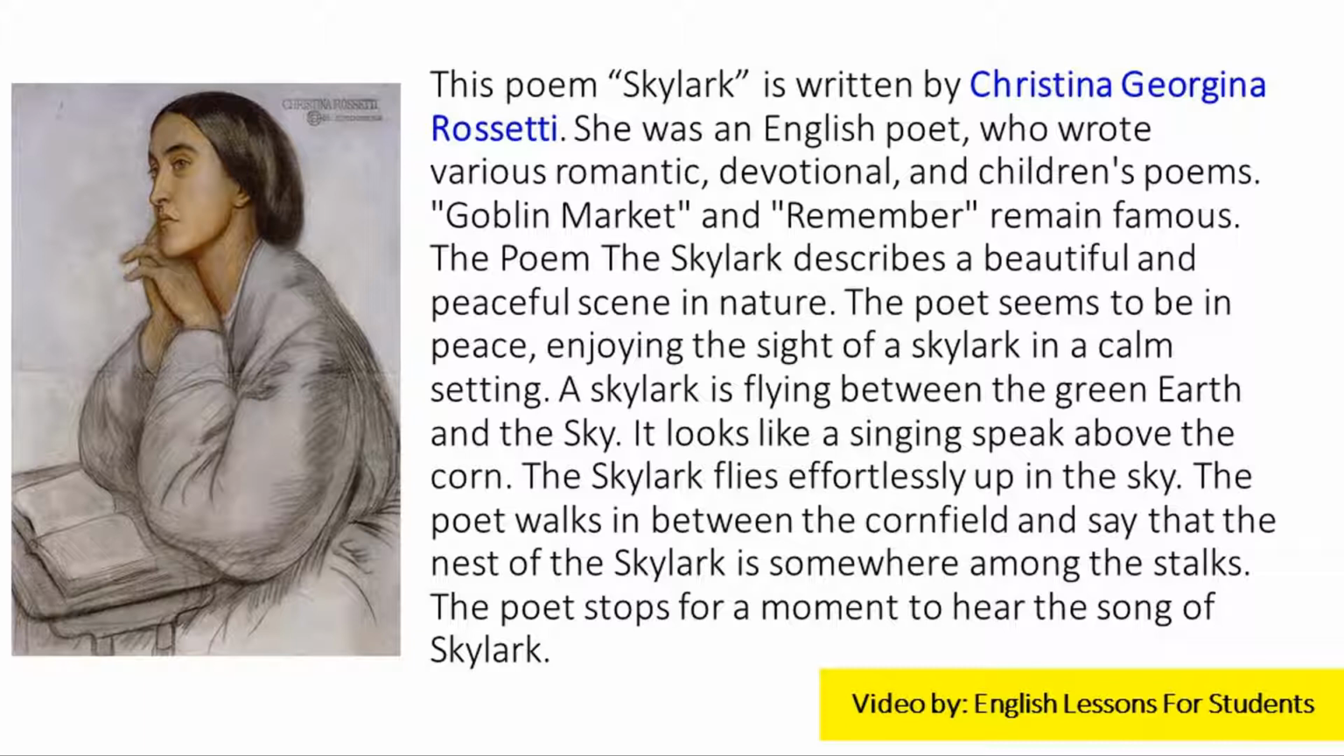The poem The Skylark describes a beautiful and peaceful scene in nature. The poet seems to be in peace, enjoying the sight of a skylark in a calm setting. A skylark is flying between the green earth and the sky. It looks like a singing speck above the corn. The skylark flies effortlessly up in the sky. The poet walks in between the cornfield and says that the nest of the skylark is somewhere among the stalks. The poet stops for a moment to hear the song of the skylark.